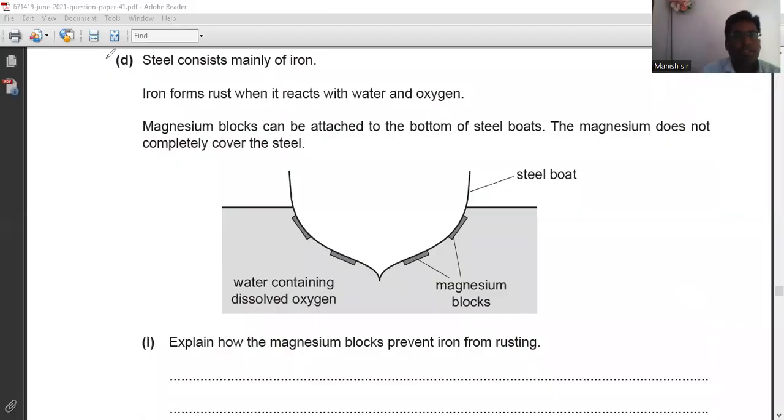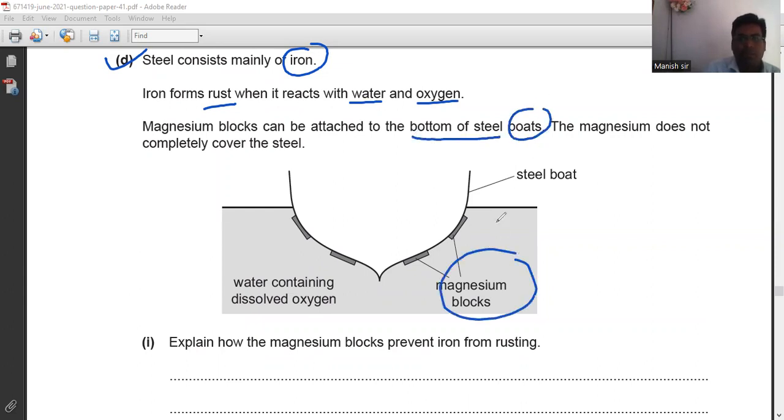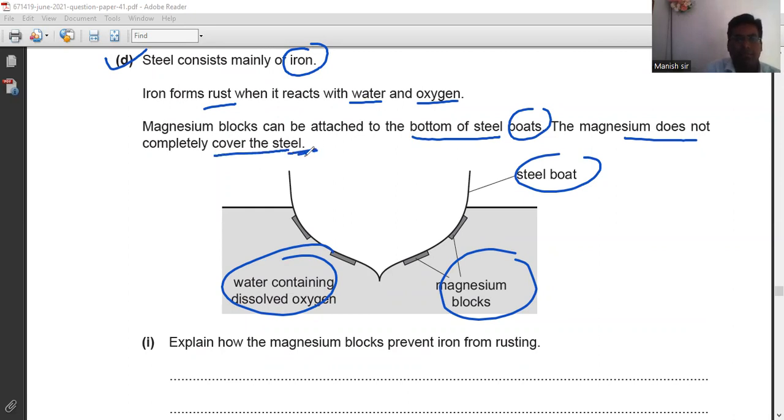So the next question is: steel consists mainly of iron, right? Iron forms rust when it reacts with water and oxygen. A magnesium block can be attached to the bottom of the steel boat, right? The magnesium block is in water containing dissolved oxygen. So this is the steel boat. The magnesium doesn't completely cover the steel, right? Explain how the magnesium block prevents iron from rusting.